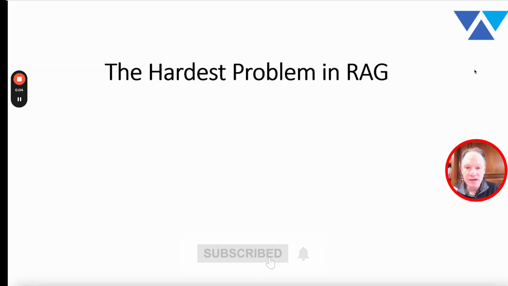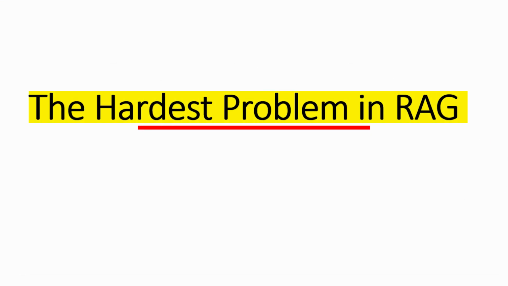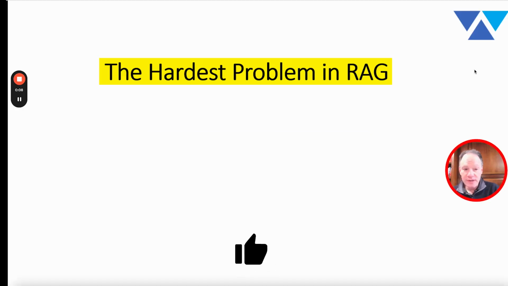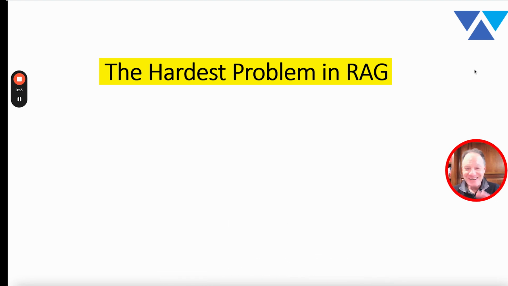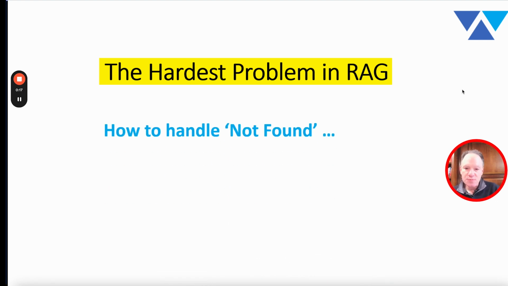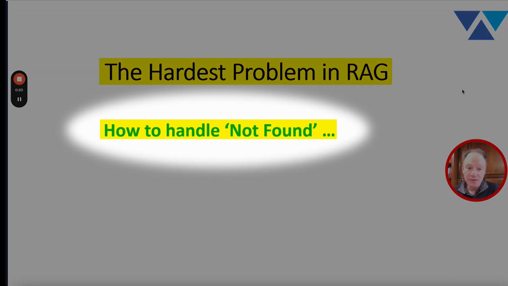with the secondary source. Today we are going to be taking a crack at the hardest problem in RAG. And no, it's not about embeddings, it's not about model size or architecture, it's not about the context window. What we would actually argue, the single hardest problem in RAG is how to handle not found.